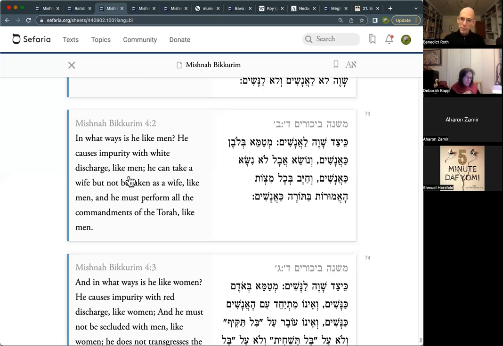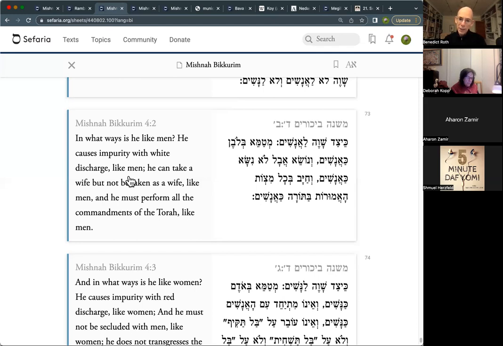If she doesn't, we've learned this before. If she doesn't agree, then the Kiddushin don't take. But it's an action by a man to a woman, and this Mishnah is saying that the hermaphrodite can noseh aval lo nisa, he can marry, but he can't be married like men.